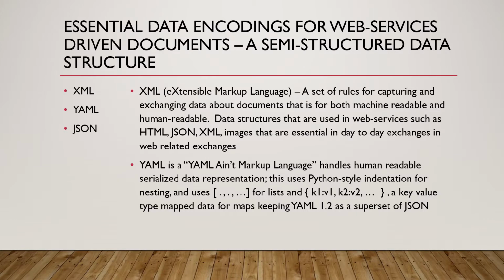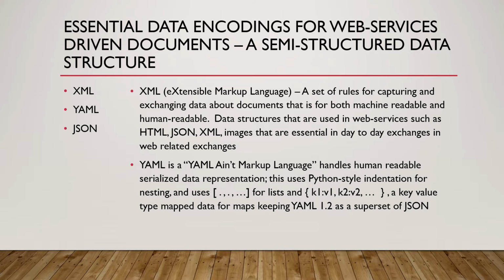In the internet world, the essential data encodings for web services driven documents, which is a semi-structured data, are XML, YAML, and JSON. There is also BSON, but I will essentially work with these three. That is extensible. So these are the data encodings: XML, YAML, and JSON. JSON is very fundamental. JSON is basically a key value pair, and I will show an example momentarily.